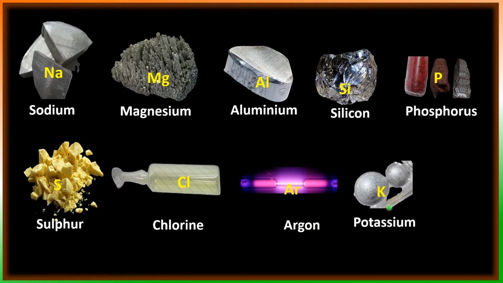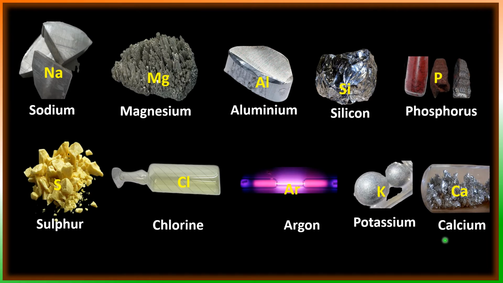potassium K. Its Latin name is Kalium. So the symbol was derived from its Latin name Kalium. So the potassium symbol is K, and calcium Ca. So these are the first 20 elements in the periodic table. For them, I am going to show you how to write the electronic configurations.